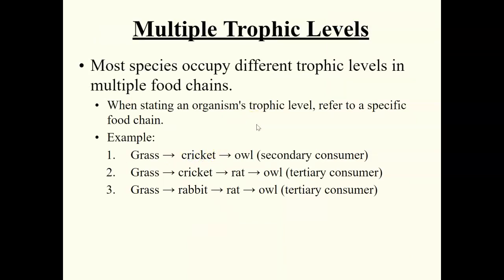Typically, organisms will occupy more than one trophic level, and so you have to be careful when discussing trophic level that you refer to the specific food chain that you're talking about. There are examples here. If the cricket eats the grass and then the owl eats the cricket, the owl is a secondary consumer. But if the cricket eats the grass and the rat eats the cricket and then the owl eats the rat, well, now the owl is a tertiary consumer. So they can be both, but it would depend on the specific food chain that you are focusing on.